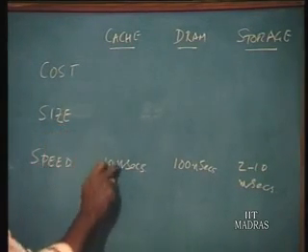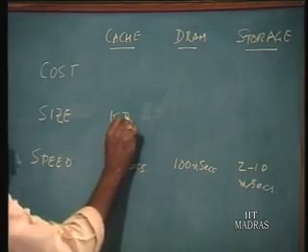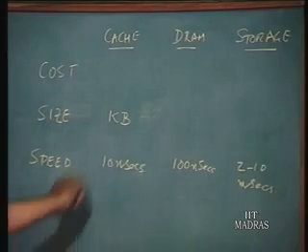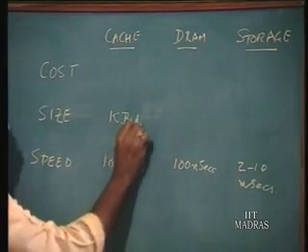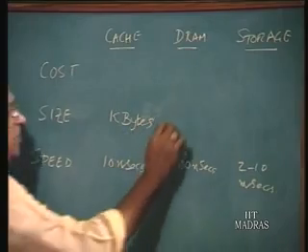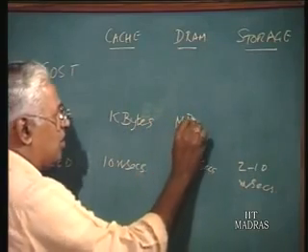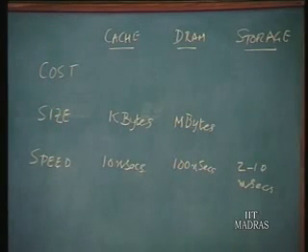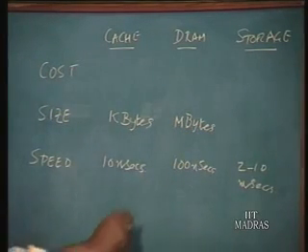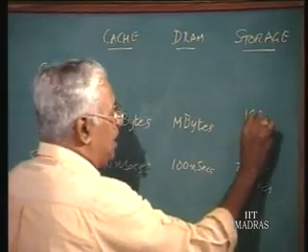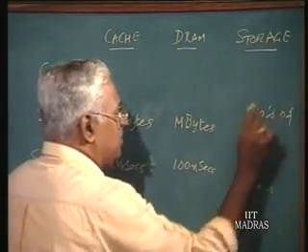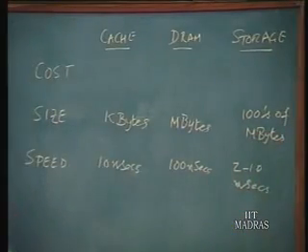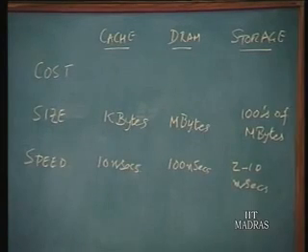The size of this is usually in kilobytes, say 1 kilobyte, 4 kilobytes, sometimes even up to 64 kilobytes. DRAM will be in the order of megabytes. So one talks about say 8 megabytes, 16 or 32 megabytes, and storage will be hundreds of megabytes, even gigabytes of that order. So that is what you find.